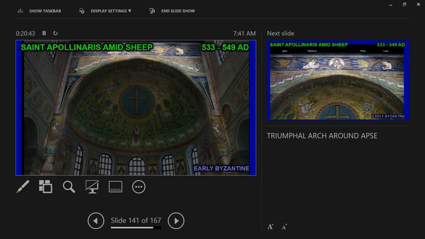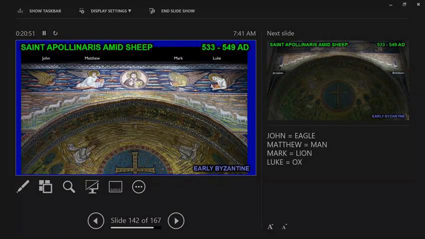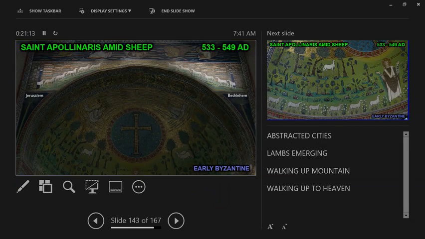All right, now if we look above the apse, we have the triumphal arch of the sheep ascending towards Jesus. The sheep is a metaphor for us. And then we have the four apostles: John, Matthew, Mark, and Luke are depicted. On the left, the sheep are coming out of Jerusalem. On the right, the sheep are coming out of Bethlehem.